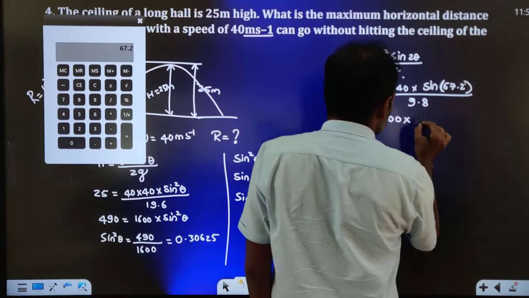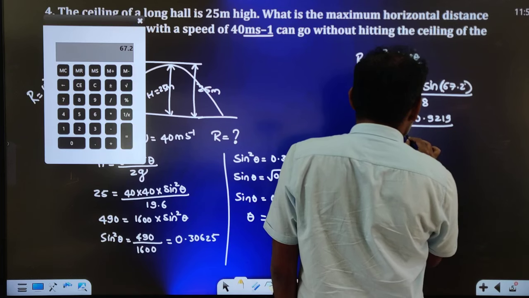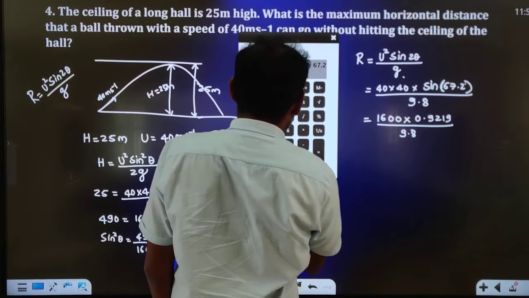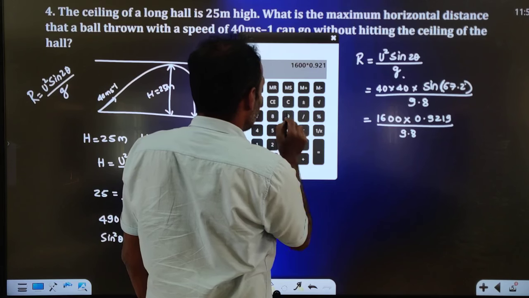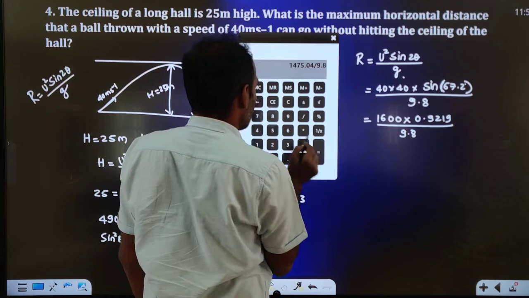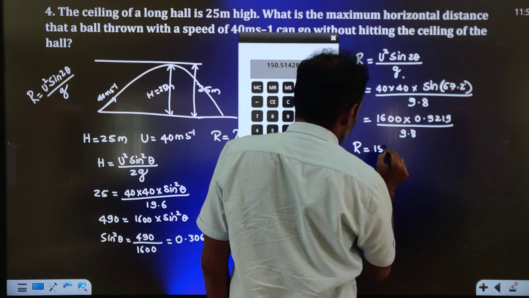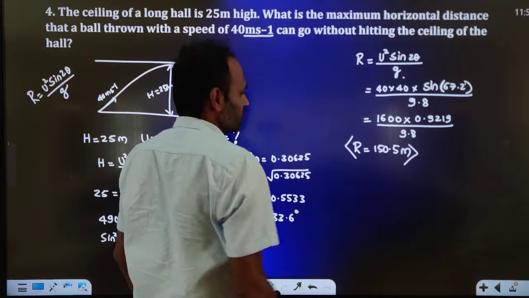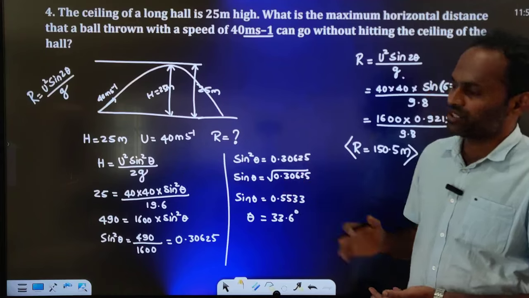Okay, so this is 0.9219 divided by 9.8, right? So what does this come to? 1600 into 0.9219 divided by 9.8 is 150.5. So the range is 150.5 meters. That is how much range we get, right? So this is how we have to calculate the range. Hope you have understood the question.